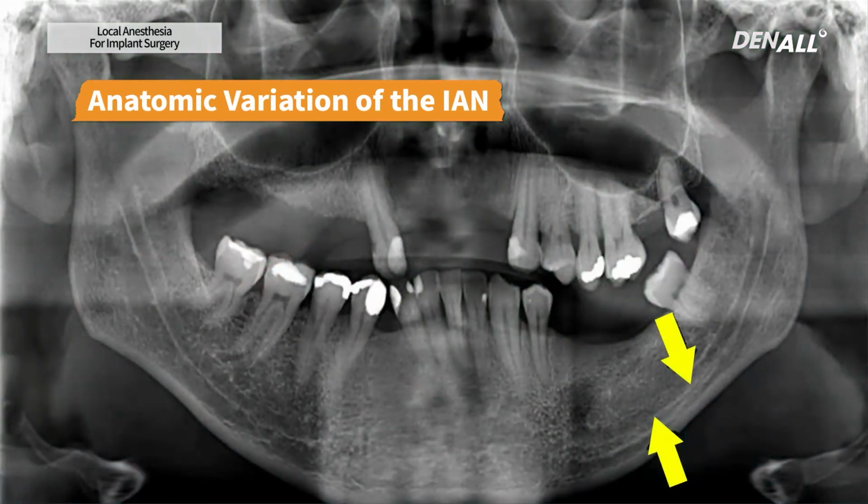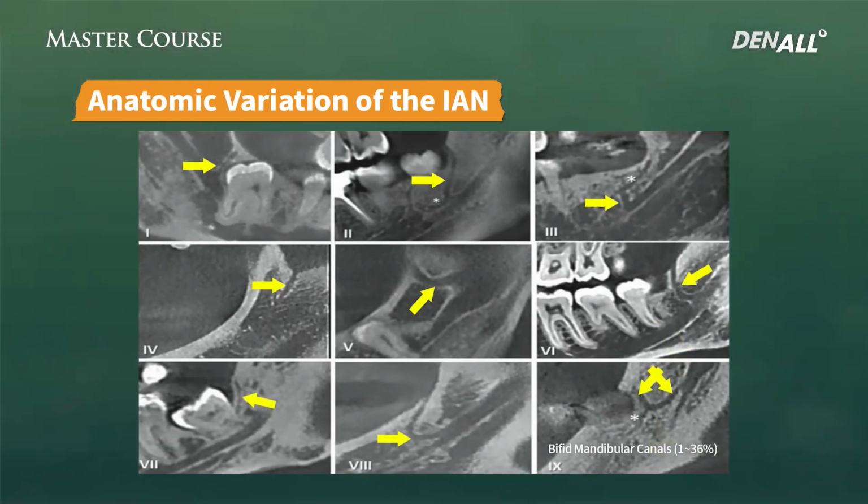A bifid inferior alveolar nerve can be guessed by looking at this, but due to the advancement of cone beam CT, bifid or 3, 4 strands of inferior alveolar nerve can be detected. These things make us scared when we do the drilling or place an implant.